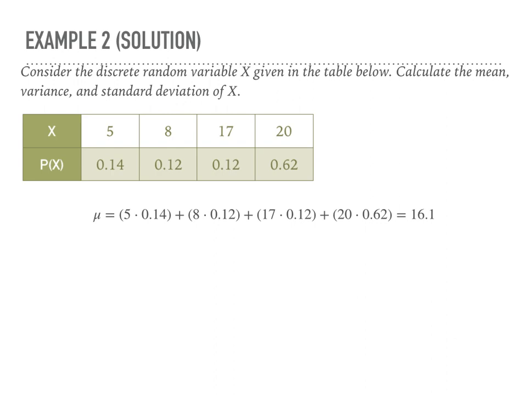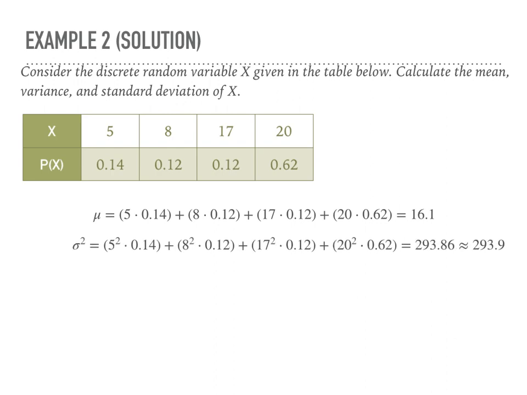Variance, we want x squared times p of x, so 5 squared times probability of 5, 8 squared times the probability of 8, 17 squared times the probability of 17, 20 squared times the probability of 20. Adding that all up, we get about 293.9. So that means the standard deviation is the square root of the variance. So the standard deviation is approximately 17.1. Now if you're asked for the expected value, that's the same thing as the mean. So your expected value is 16.1.